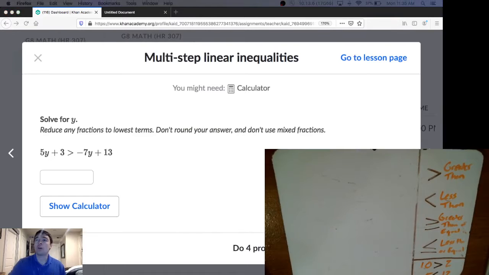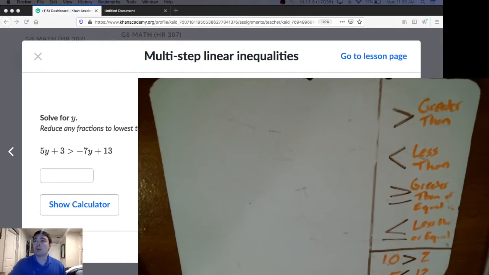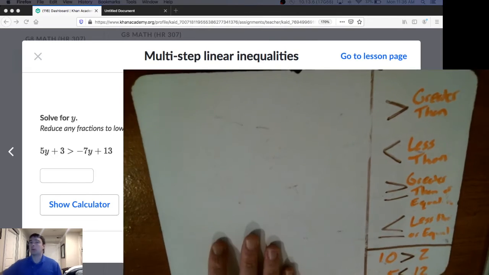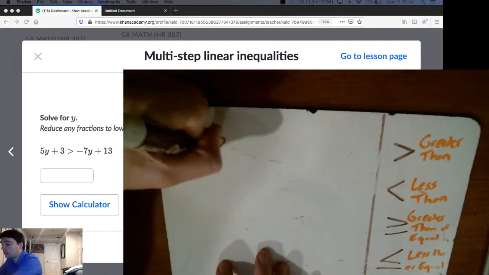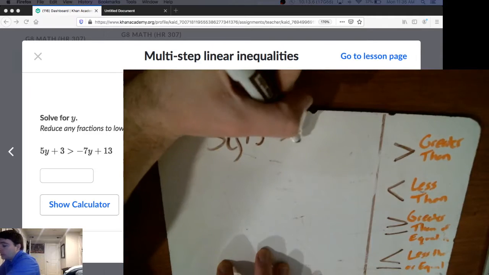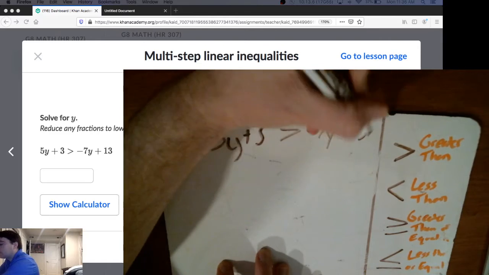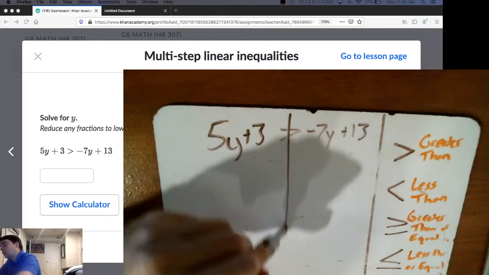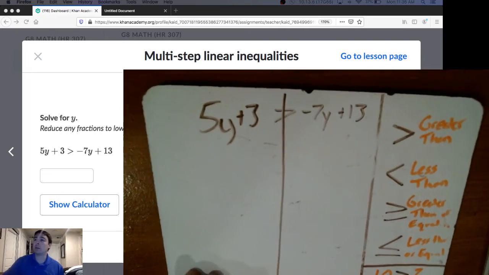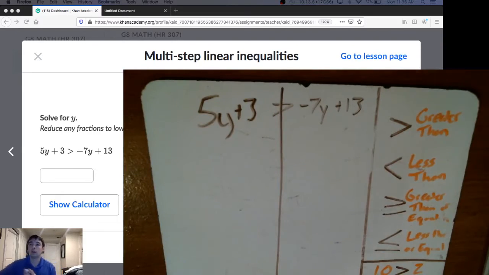We're asked to solve this inequality for y and reduce any fractions to the lowest terms. So I'm going to take a look at this first inequality. It's definitely more complicated now. I'm going to put it on my whiteboard. It says 5y plus 3 needs to be greater in value than negative 7y plus 13. And I'm going to go ahead and draw the river, a line straight through that inequality sign, much like we did when we were solving our equations when the variable was on both sides.